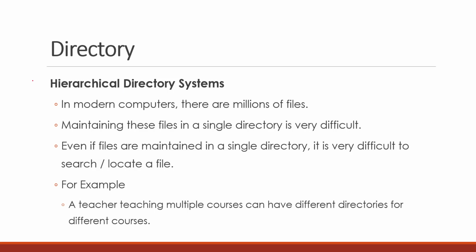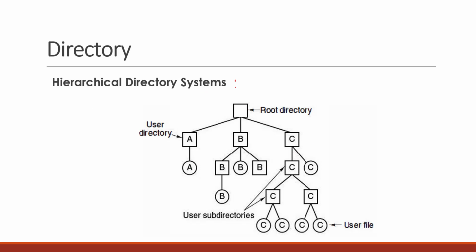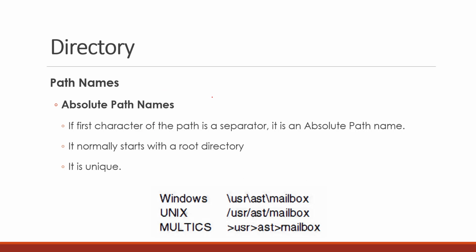But normally in modern operating systems we use a hierarchical directory system, which looks something like this. There is a root directory, and we have talked in great detail about what a directory system looks like. We have a root directory, then inside it some other directories. Inside the directories we have some files, or within directories we have more directories, and inside them more files. This is how modern operating systems work. This is what a hierarchical directory system looks like.